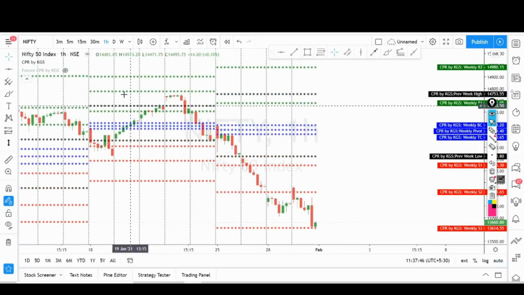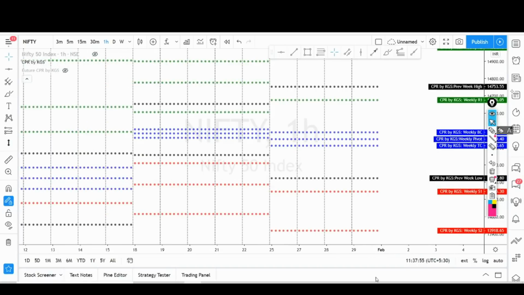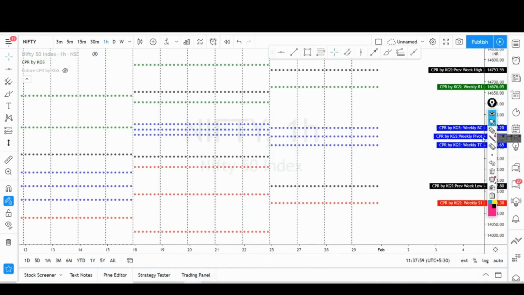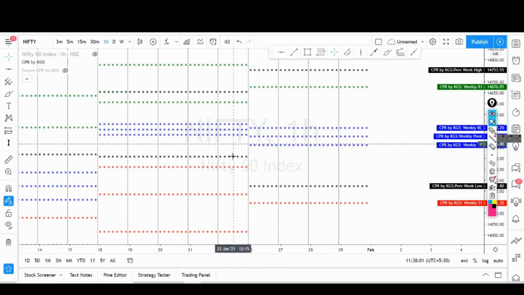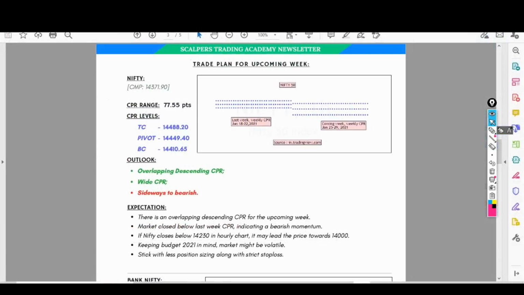So this is how the CPR has formed for the previous week, and I have cropped it and posted it in my newsletter. Okay, so this CPR is a little wide as well as an overlapping CPR, because both the earlier week's CPR and the previous week's CPR are in contact with each other. So this is called an overlapping descending CPR.